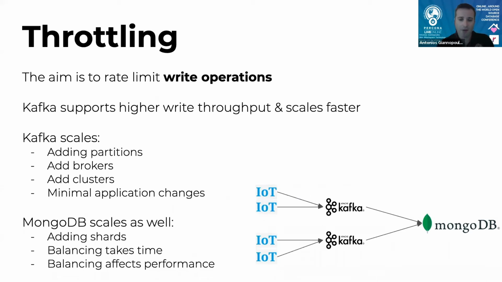And when we're talking about throttling, we obviously talk about the write operations, right? Which is the strong card of Kafka. Kafka is way faster when it comes to writes than MongoDB, and that's by design because it's an append log. And on top of that, it scales way faster. You can add partitions, you can add brokers, you can add clusters. The most important one is all these changes, even if you add clusters, require minimal application changes.